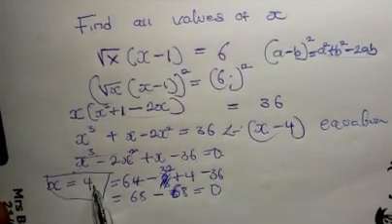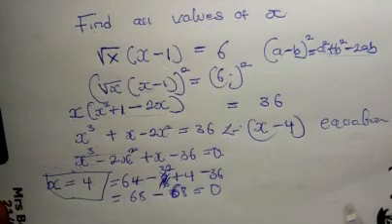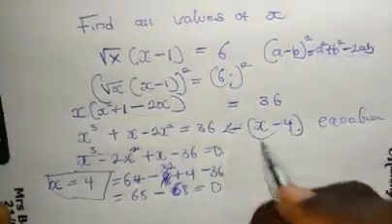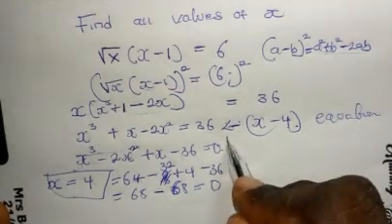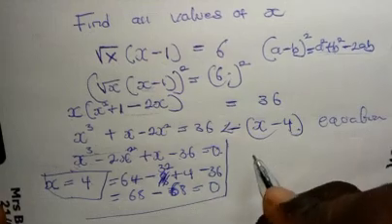Don't forget we said s is equal to 4. When you bring this to this side, we'll be having s minus 4 equals 0. So this is a factor of this equation. So I've gotten one factor of this equation. Let's find the other factors by using the long division method.